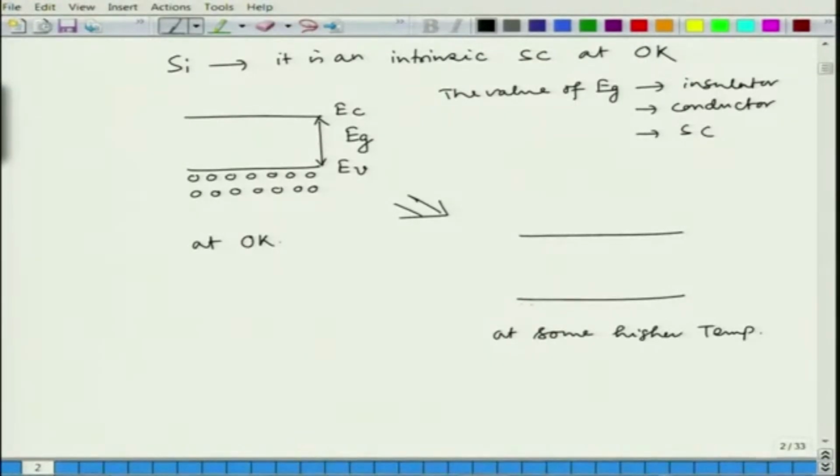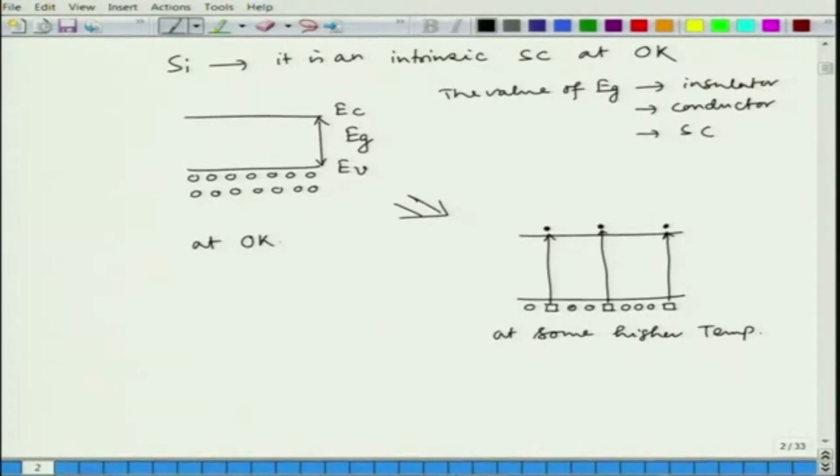So, what happens? A few of these electrons jump to the conduction band. They jump to the conduction band and form these holes in the valence band. Again, let us say this electron jumped to the conduction band and then another electron jumped here. How many electrons will jump from the valence band to the conduction band will depend on the temperature.